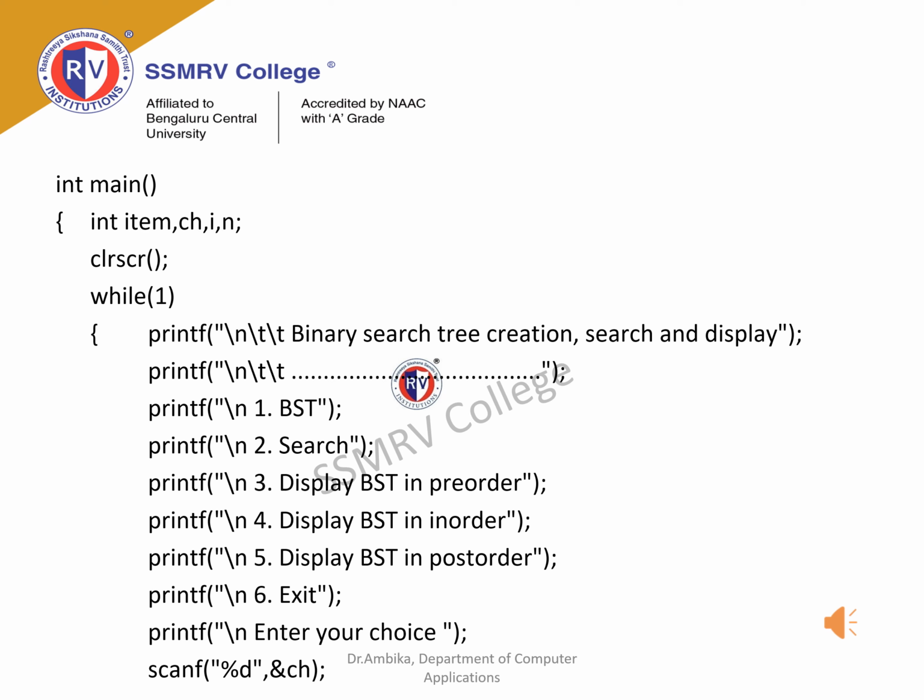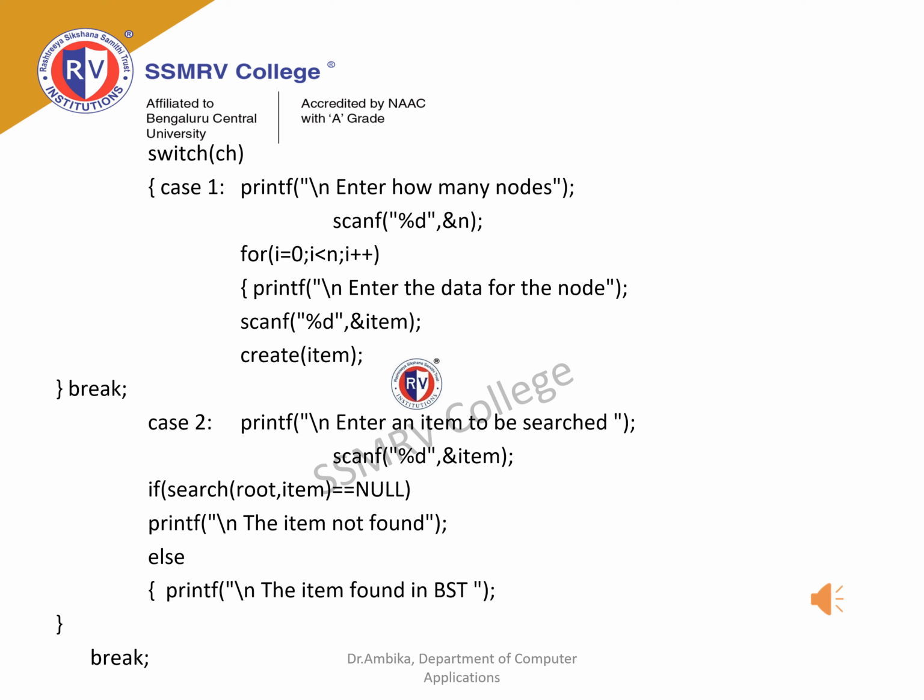In the main function, the necessary variables are declared. The while loop is evaluated. As it turns out to be true, a menu of 6 options is created. The user is prompted to make his choice. The accepted value is passed as a parameter to the switch statement. The user is prompted to enter the number of nodes in the first case, followed by the value of the nodes. Using the data entered, the binary search tree or the BST is created.